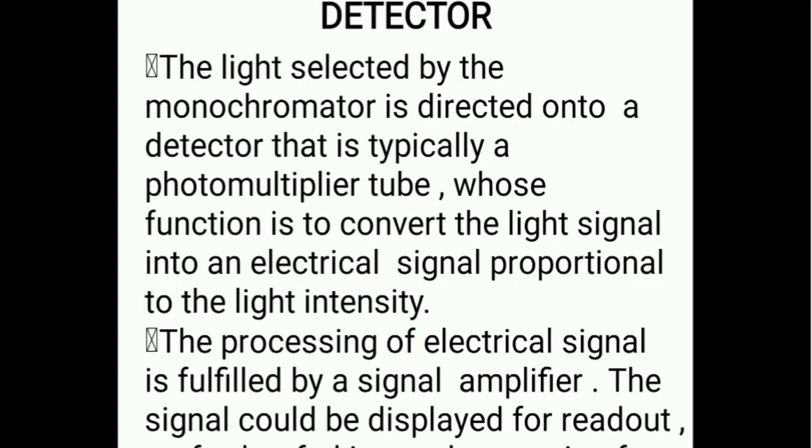Next we have the detector. The light selected by the monochromator is directed onto a detector, that is typically a photomultiplier tube, whose function is to convert the light signal into an electrical signal proportional to the light intensity. The processing of the electrical signal is fulfilled by a signal amplifier. The signal could be displayed for read out or further fed into a data station for printout in the requested format.